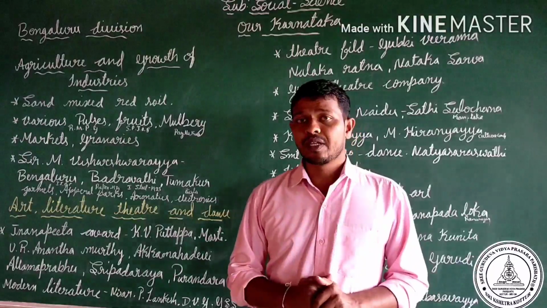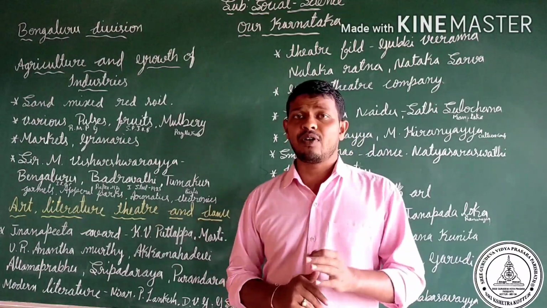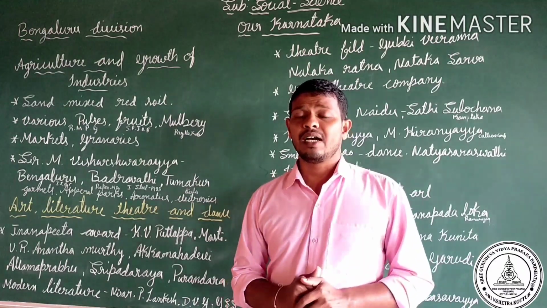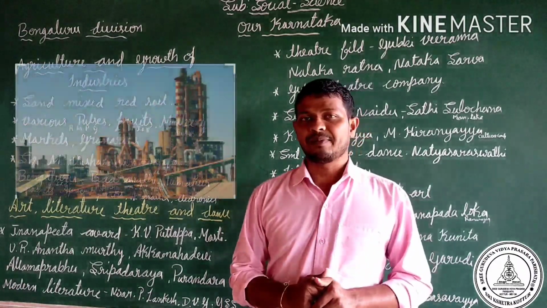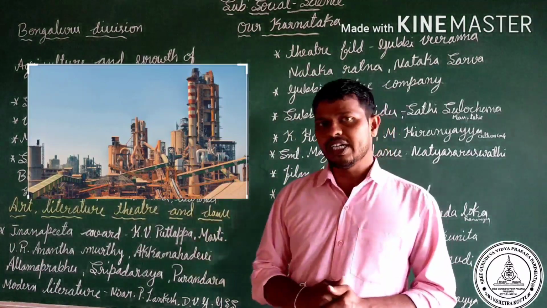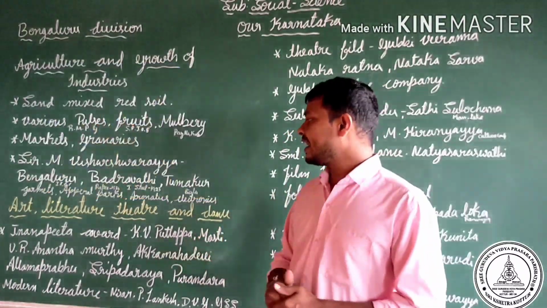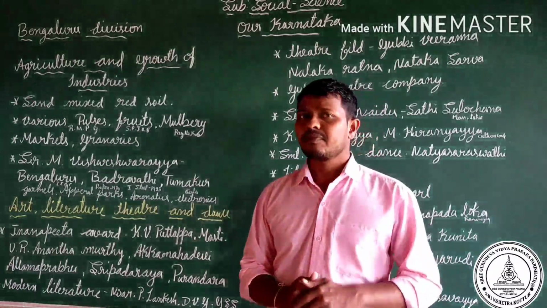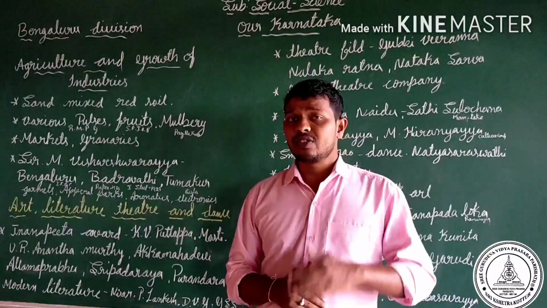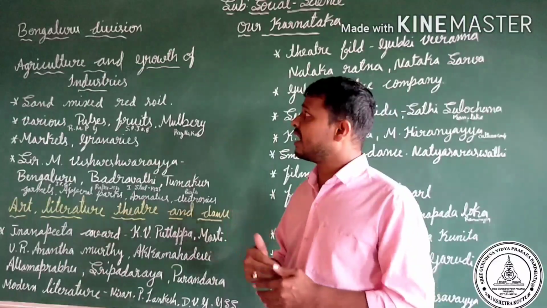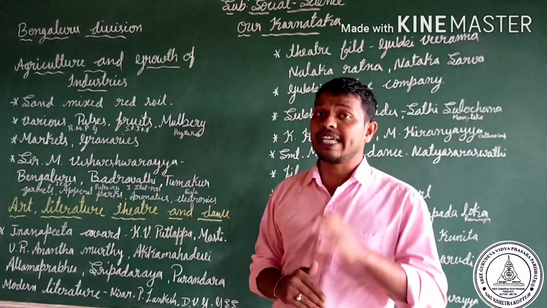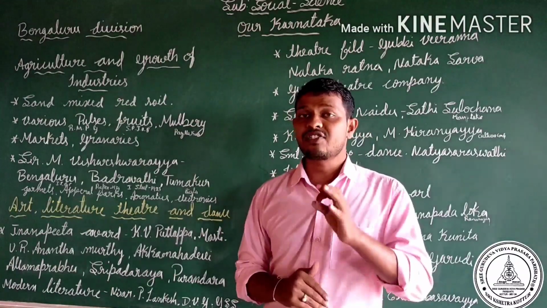And Tumakuru. In Tumakuru we find many industries. The notable industry is called Birla Cement Factory. This Birla Cement Factory is also helpful to know about the Bengaluru division. Then art, literature, theatre and dance. Before going to art, literature, theatre and dance, we found many industries in agriculture and industries in the Bengaluru division. I would like to tell about Hindustan Aeronautics Limited, HAL.